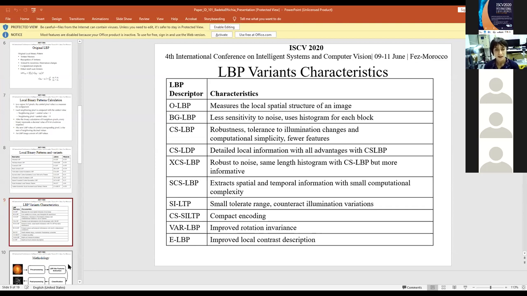And also we have other variants from the research community, that offer many other abilities, and they are especially for background subtraction. Some of them have less sensitivity to noise, others have robustness. CSLDP has detailed local information, and SILDP has a small tolerance rate. CSILDP has compact decoding. Each one has different abilities, but the main concept is the LBP calculation.